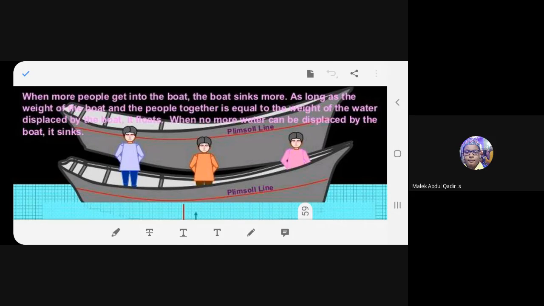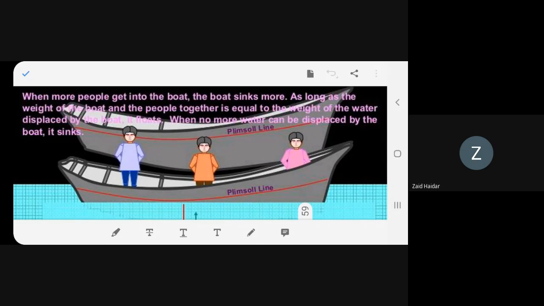When more people get into the boat, it sinks more. As long as the weight of the boat and the people together is equal to the weight of the water displaced by the boat, it floats. When no more water can be displaced by the boat, it sinks.